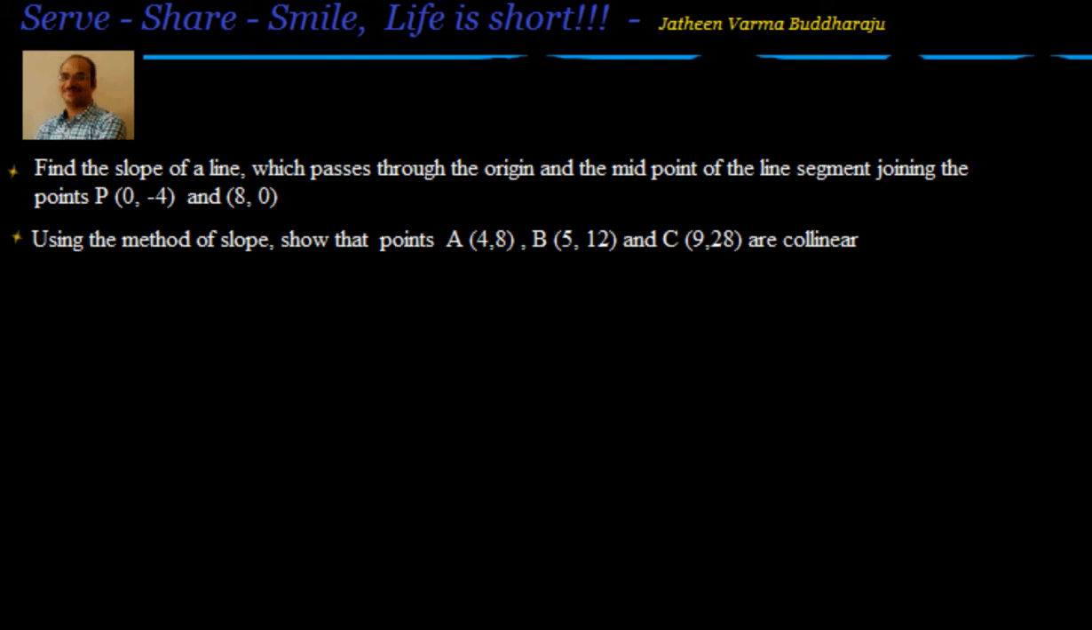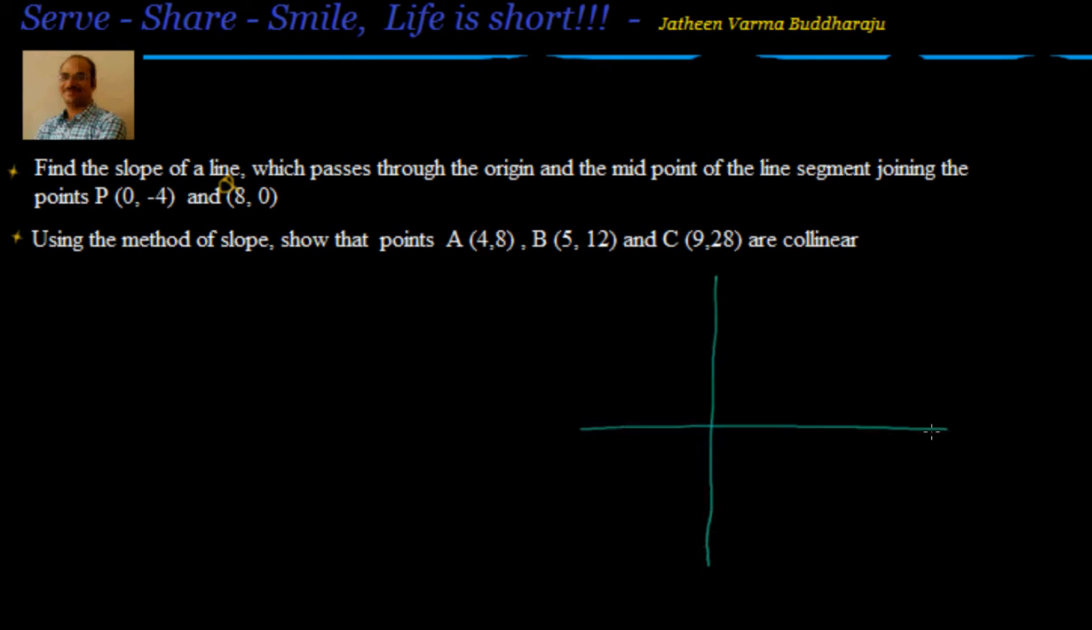We are solving examples on slope of a straight line. Find the slope of a line which passes through the origin and the midpoint of the line segment joining the points (0, -4) and (8, 0). So we have to find out the slope of a line. One point is the origin, and the second point is the midpoint of these 2 points. Let us say P and Q. Now let's try to draw this and see how this looks like.